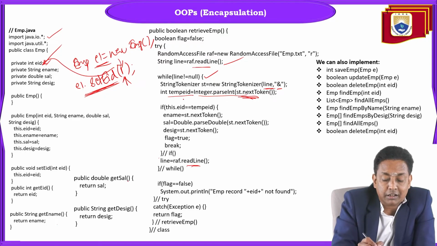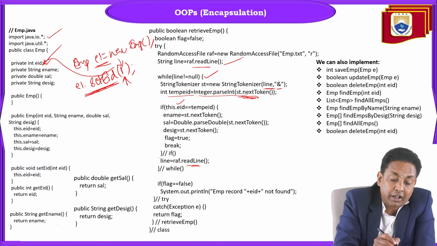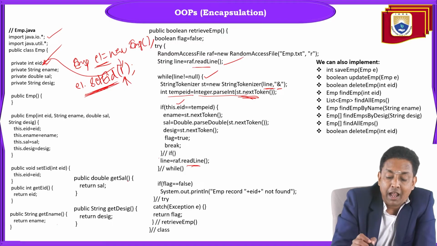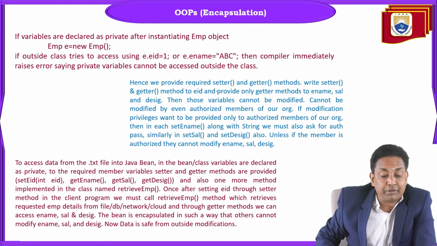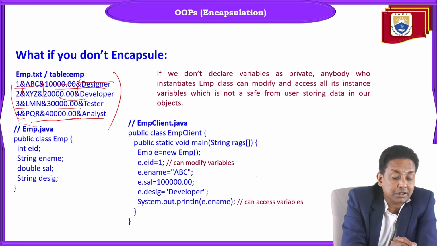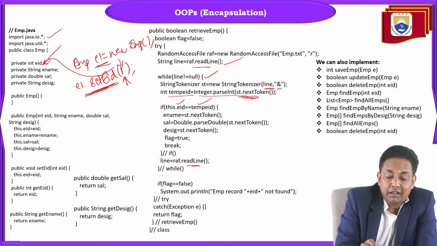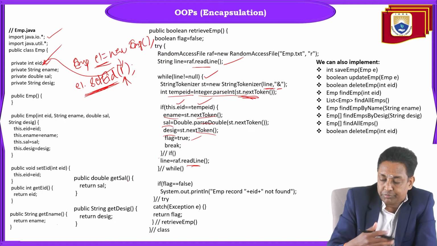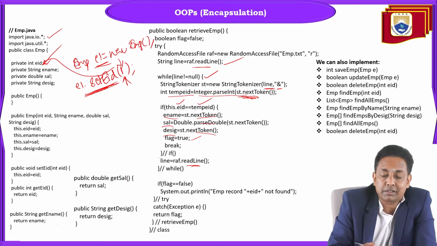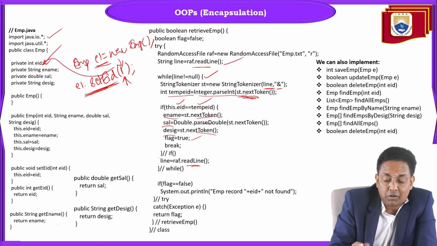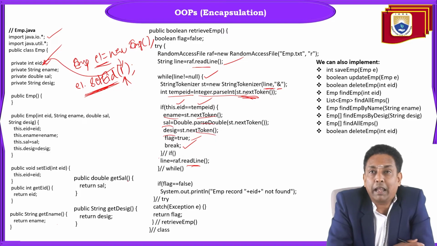So here we are checking if the client requested employee ID through this method and the employee variable coming from the file. If both match, read the remaining tokens, assign values to employee name, salary and designation. Set the flag to true. Finally, we'll check whether the flag is true or false to indicate that the record is found, and call break.